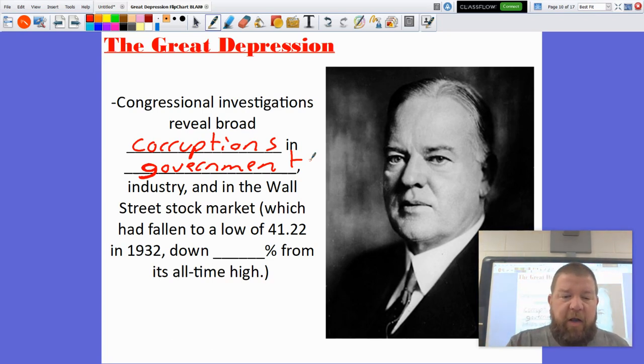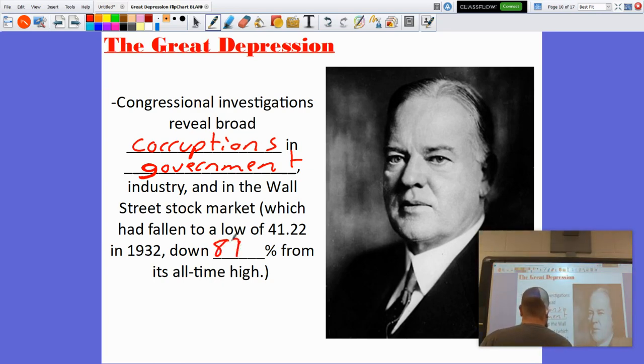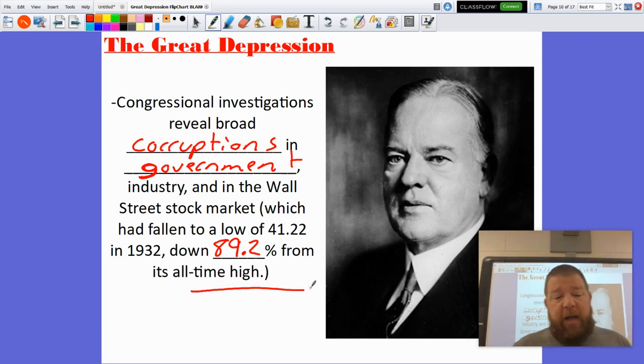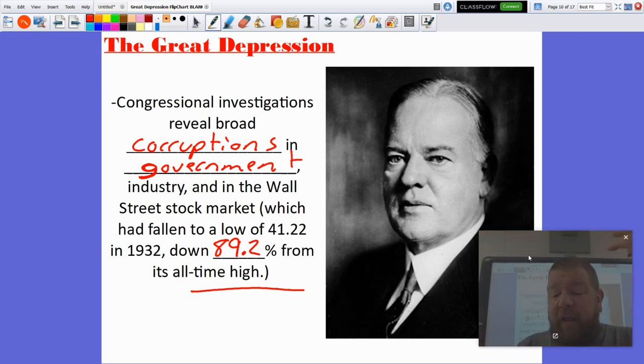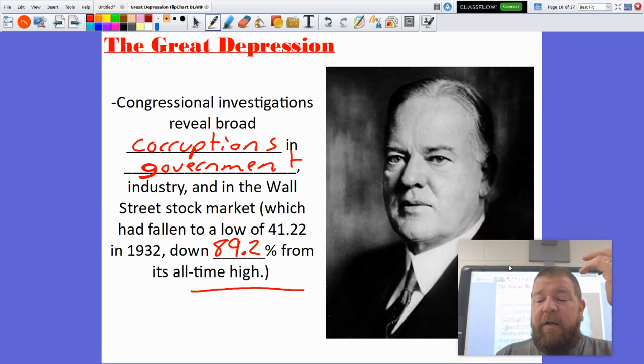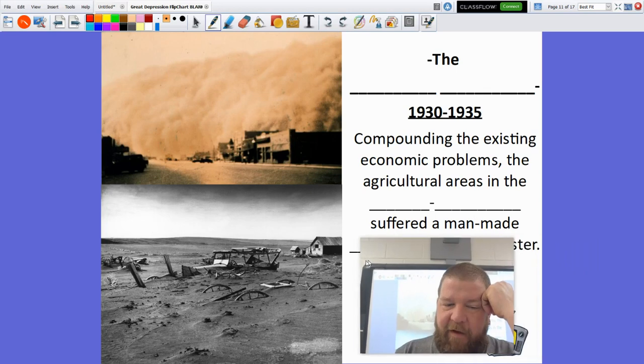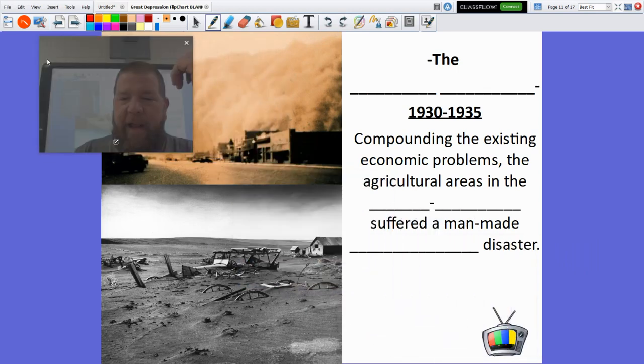All right. And when we look at Wall Street, look at this. It had fallen to a low of 41 points in 1932. And that's incredibly low when you consider today it's at 20,000. But 40 points in 1932, that means that it was down 89.2% from its all-time high. You're talking about almost going down 90% from where it had been between 1929 and 1932. This is as low as America can get, except other bad things are going to be happening at the same time. All right. What else could possibly happen that is bad during the Great Depression?